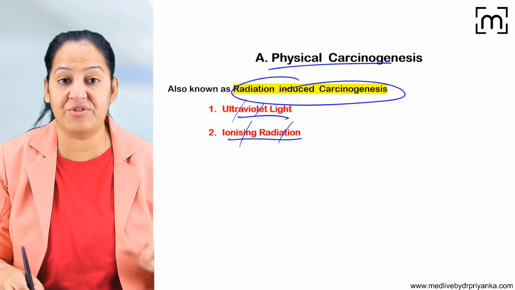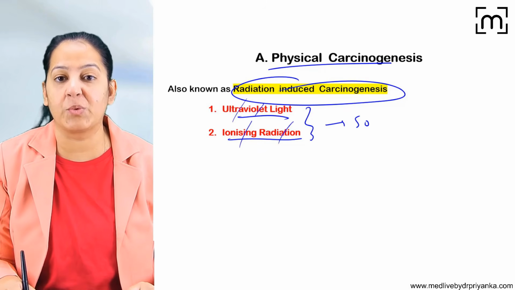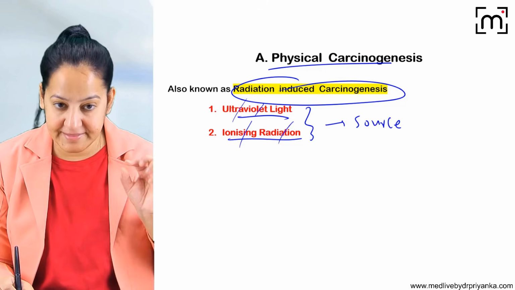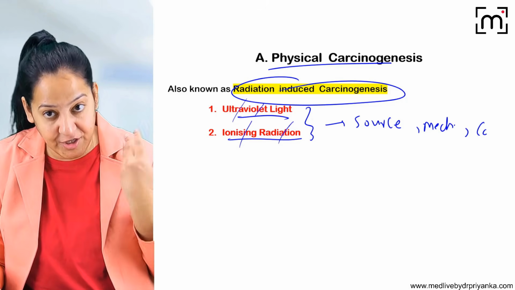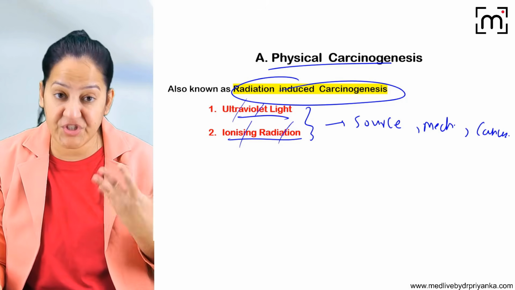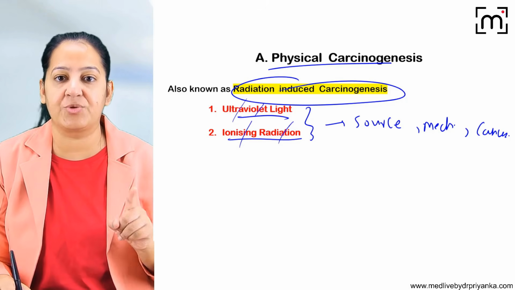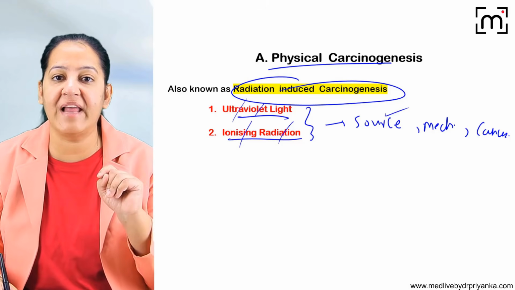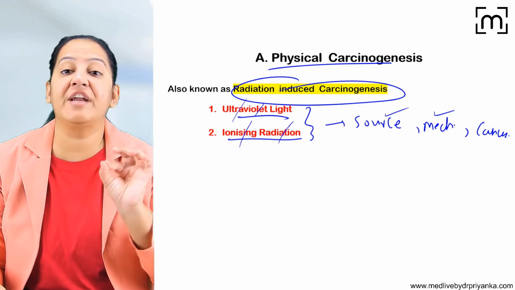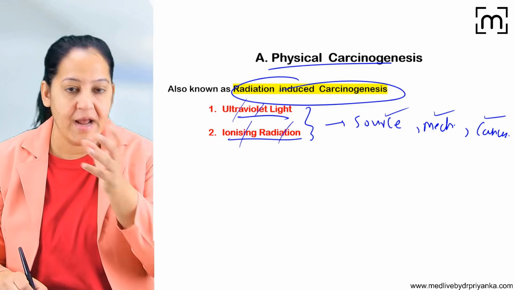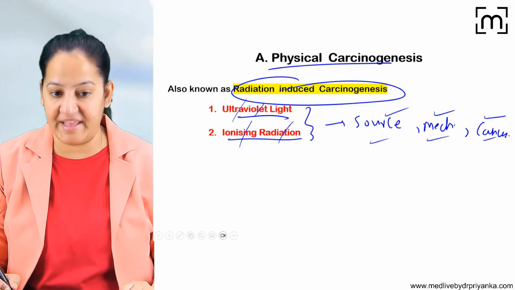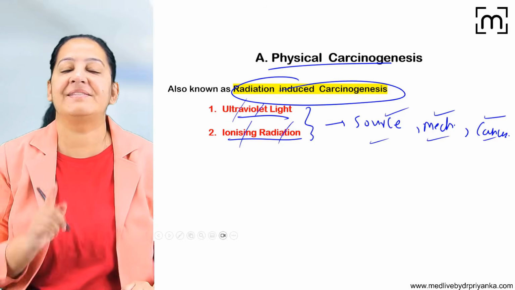Now you have to tell me three things for both of them. First, tell me the source, from where this light is coming. Then tell me the mechanism by which it's causing the cancer. And enumerate the cancers in the human body. Which cancers does it cause? So first tell me the three things for UV light: the source, the mechanism by which it induces cancer, and which cancer it causes in the human body. The same three things you have to tell me for IR. In the end, we will compare them. Okay, let's start with UV light.